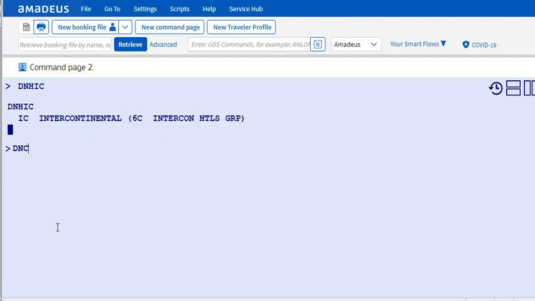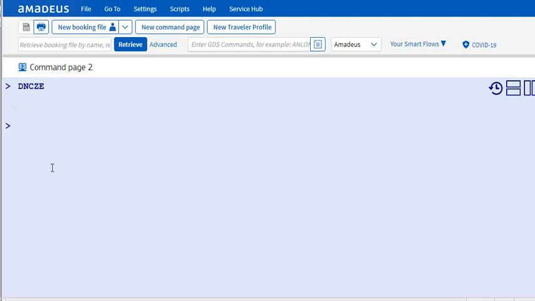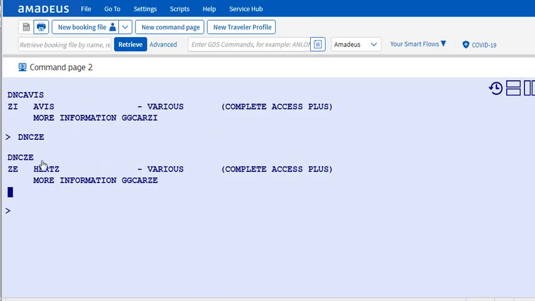Similarly, DNC is to decode and encode a car. So I'm saying, say, DNC AVIS. AVIS is ZI, that is the car company, the taxi company, the second largest taxi company in the world. If I say DNC, say ZE, so ZE is Hertz. So if you know the car company or taxi company code, you can get the complete name. If you know the name of the taxi company, you can find the code as well.